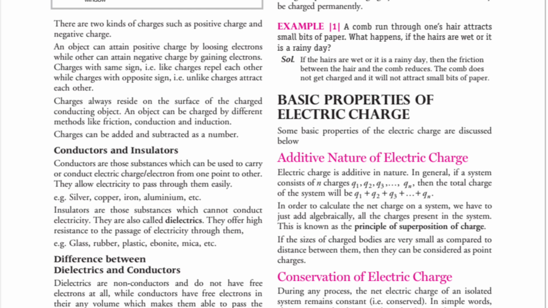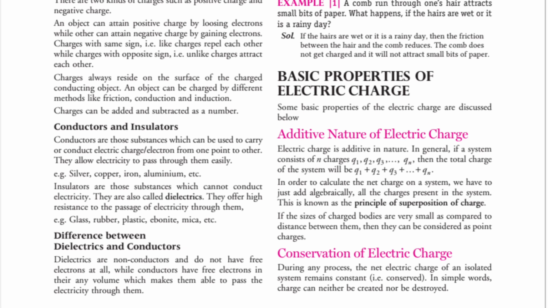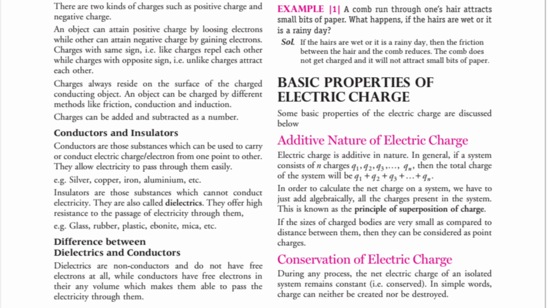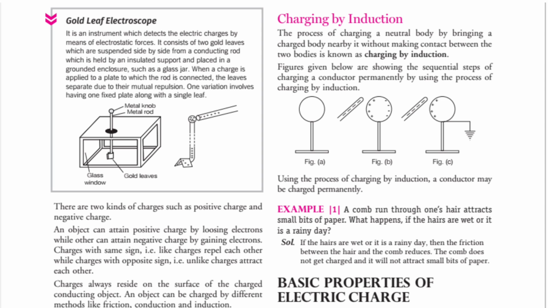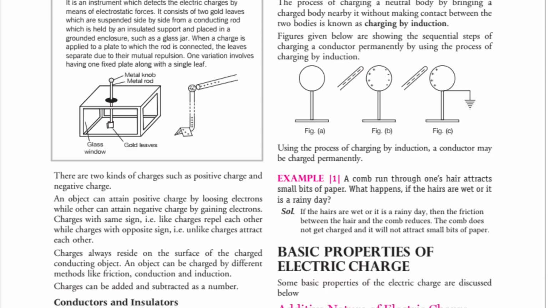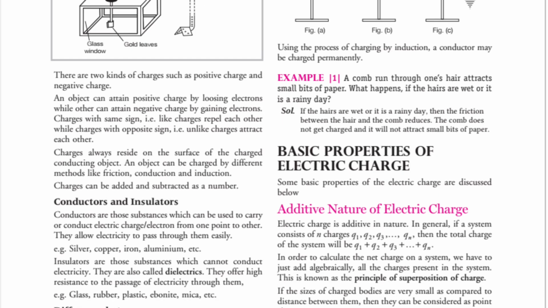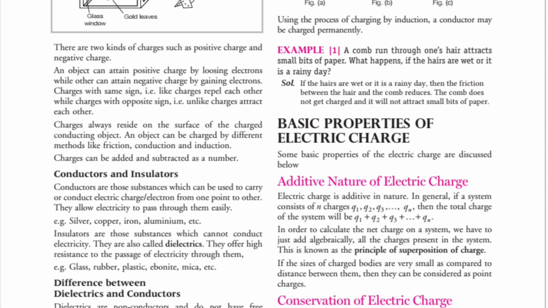Then conductors and insulators. Conductors are those substances which can be used to carry or conduct electric charge or electrons from one point to another. For example, in that particular gold leaf electroscope we have different points for the different charges, so we are carrying or conducting the electric charge or electrons from one point to another.